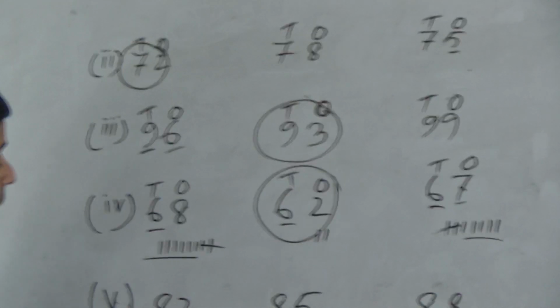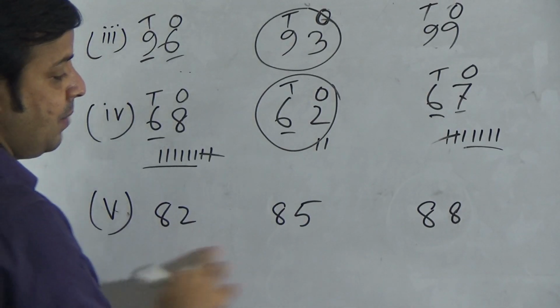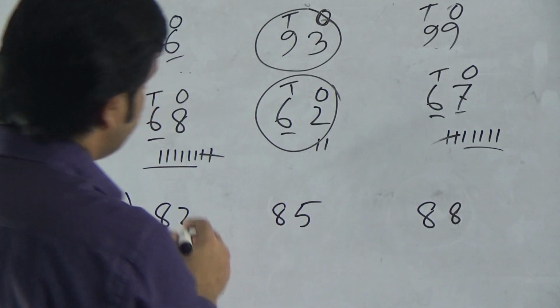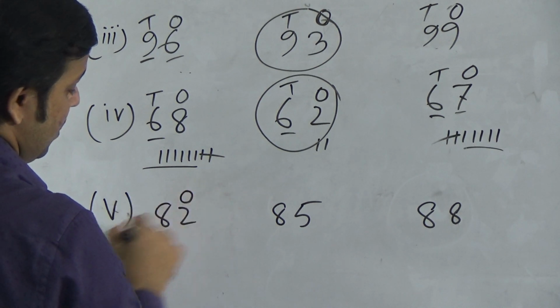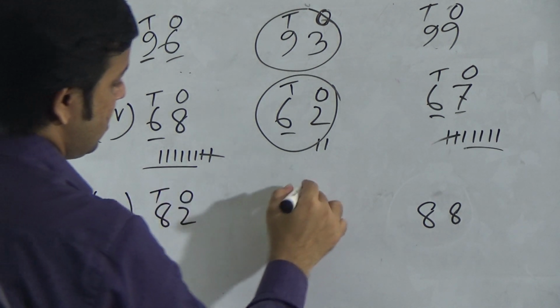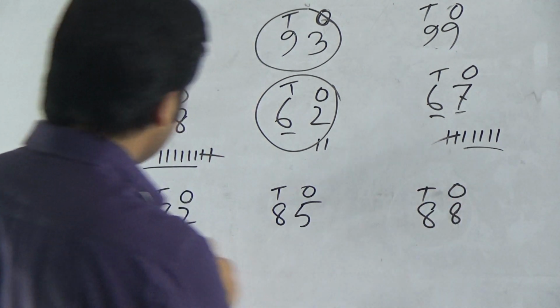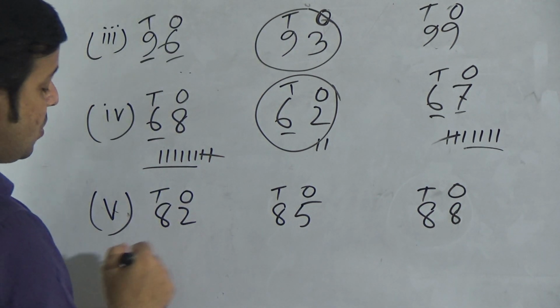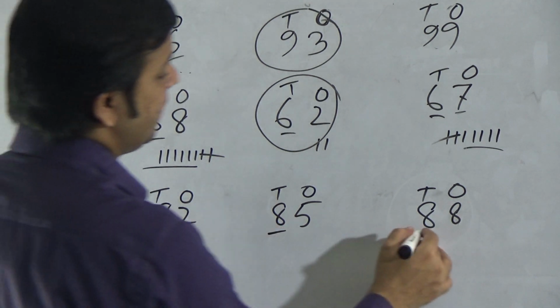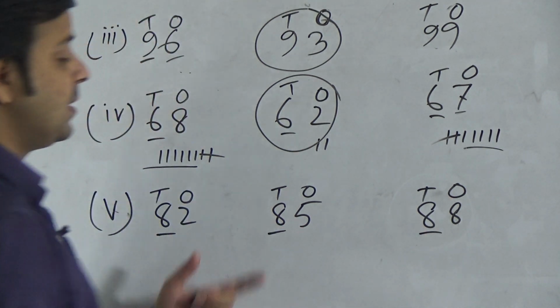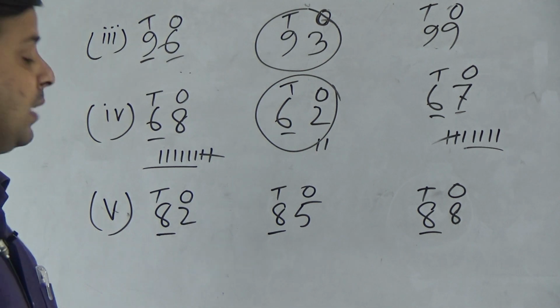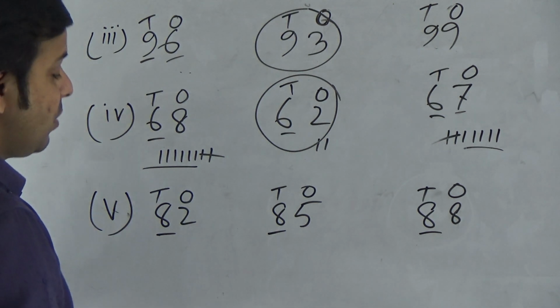Now the last question, question 5. 3 numbers are given here. We have to compare these 3. Ones, tens, ones, tens, ones, tens. Dear students, for this question also, notice that the tens place is always the same. The tens place is always the same. So we need to compare the ones place.